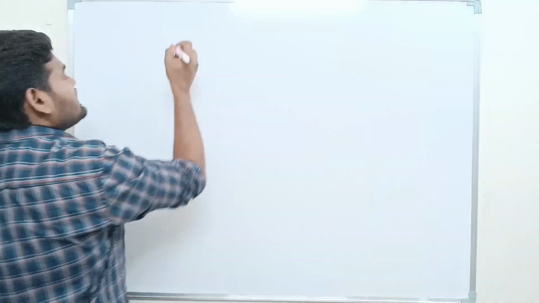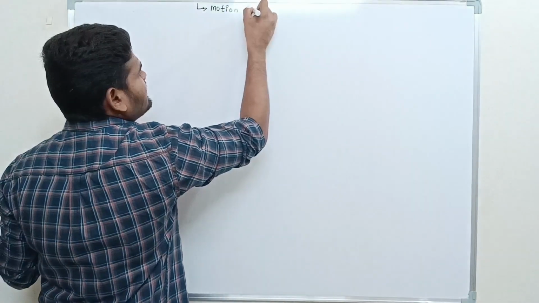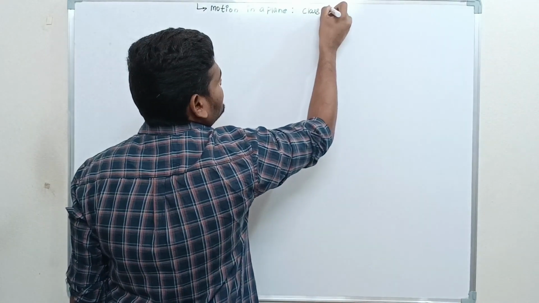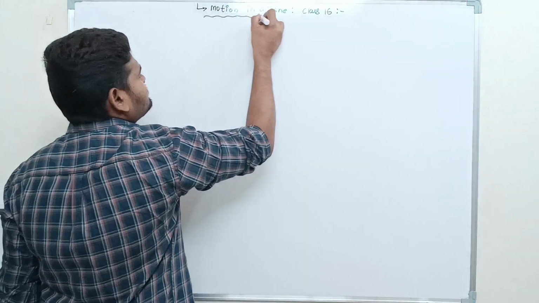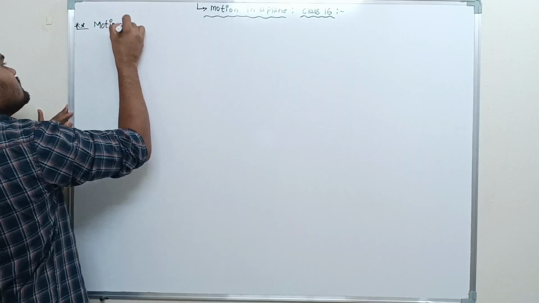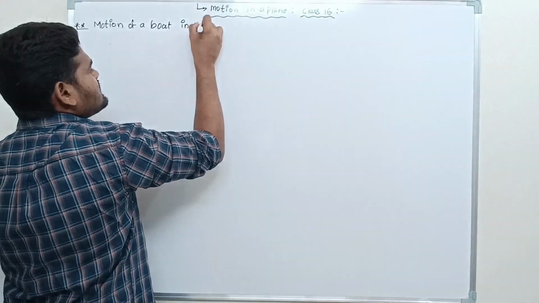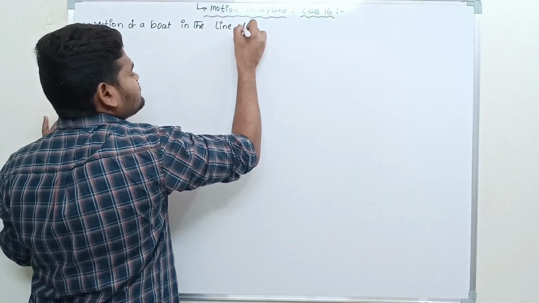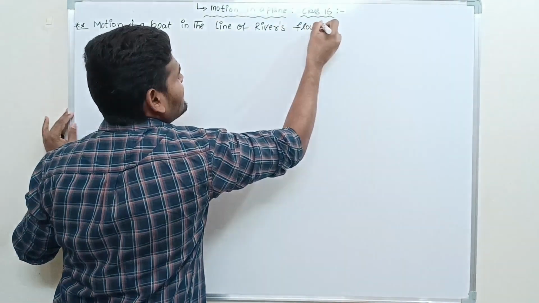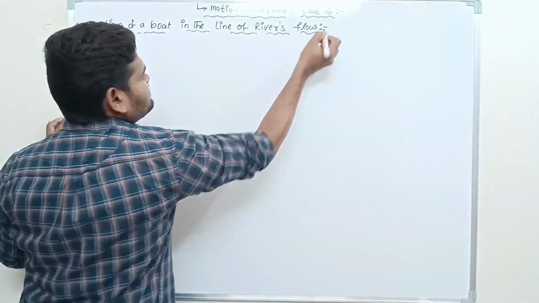So what is the chapter going on? The chapter is Motion in a Plane. This is class number 16. And what is today's concept? Motion of a boat in the line of river flow. River flow, not reverse, river.